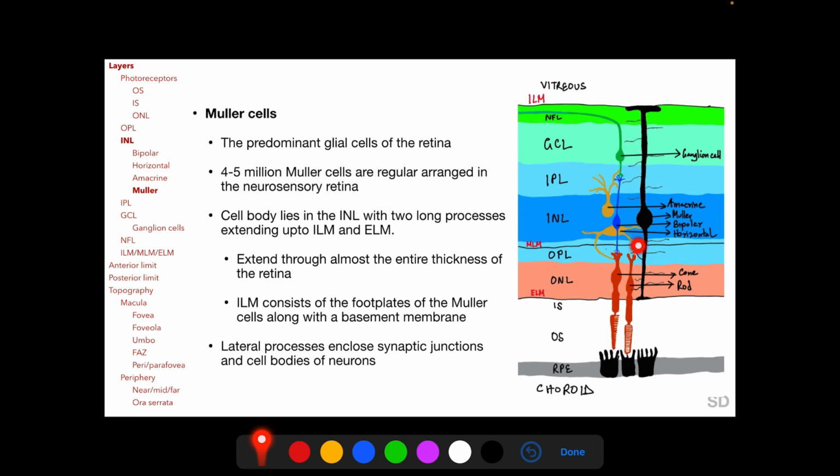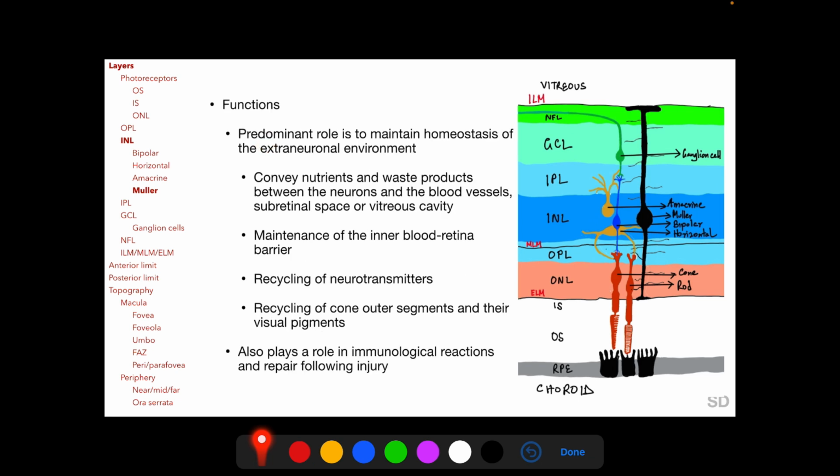Lateral processes arise from the long processes of the Muller cells, and they enclose synaptic junctions and cell bodies of neurons in the neurosensory retina. The predominant role of the Muller cells is to maintain homeostasis of the extraneuronal environment. They convey nutrients and waste products between the neurons and the blood vessels, the subretinal space, and the vitreous cavity. They also play an important role in the maintenance of the inner blood-retina barrier, recycling of neurotransmitters, and recycling of cone outer segments and their visual pigments. Muller cells also play a role in immunological reactions and repair following injury.